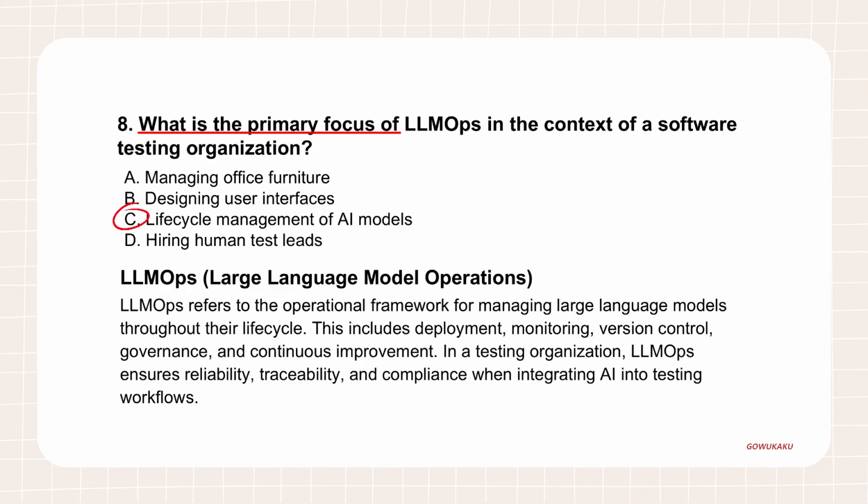Right. Think of DevOps, but for AI. Okay. LLMOps isn't just about turning the server on. It covers deployment, monitoring, version control, and governance. Governance seems key here. Why do we need to manage the lifecycle, though? Doesn't the model just stay the same once it's deployed?